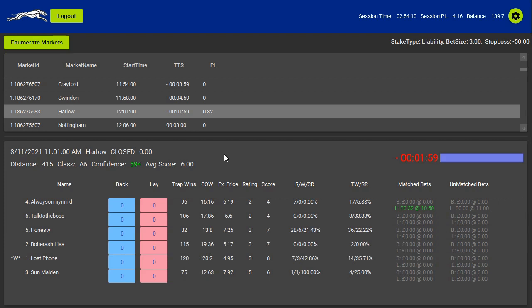Okay, so there's the result. We got the last 32 pence of that £3, so we're pretty much well over that £3 now.